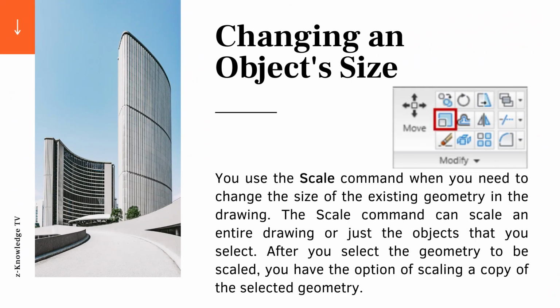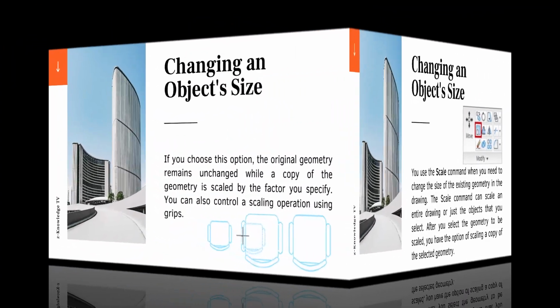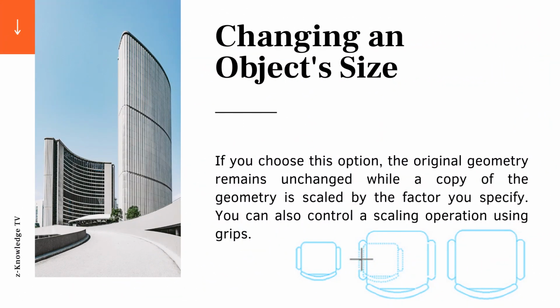So you use the scale command when you need to change the size of existing geometry in the drawing. The scale command can scale an entire drawing or just the objects that you select. After you select the geometry to be scaled, you have the option of scaling a copy of the selected geometry. If you choose this option, the original geometry remains unchanged while a copy of the geometry is scaled by the factor you specify. So you can also control a scaling operation using grips.